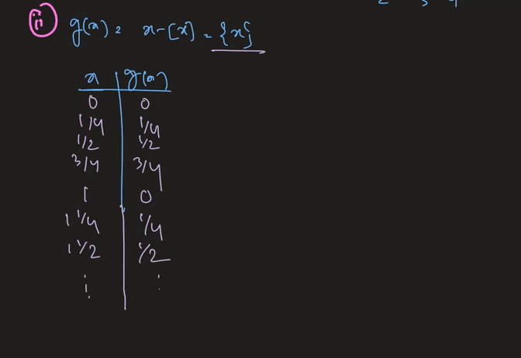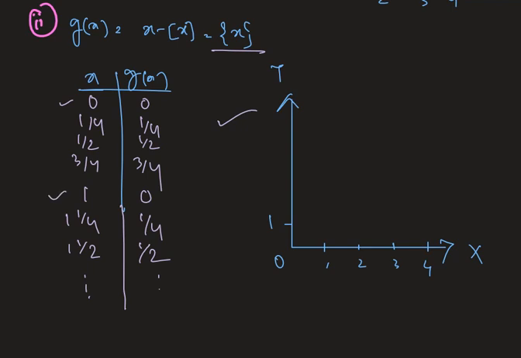Now let's draw the diagram. So this is the required coordinate axis. For x equals 0, we have 0. For 1/4 we have 1/4. For half we have half. For 3/4 we have 3/4, and for 1 we have 0. So for 0 to less than 1, we get values of g which are less than 1. Therefore this looks like this. They must be less than 1, but they are increasing in value.